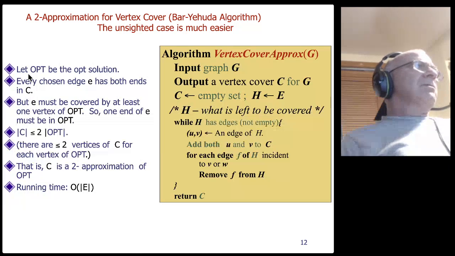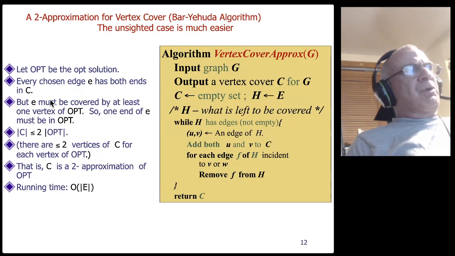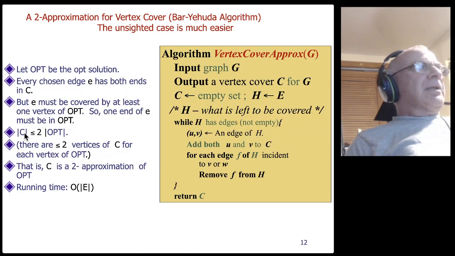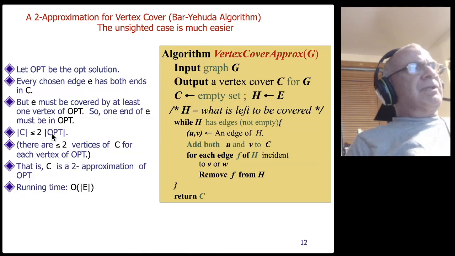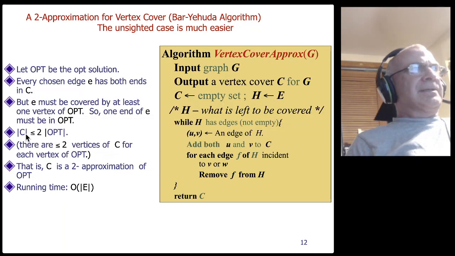And I want to convince you that this is a factor 2 approximation. The number of vertices that I used is at most twice the number of vertices in the optimum cover. And the argument is so simple. Just look at every vertex in the optimum solution. You could have used only this vertex. Instead, you are using 2 vertices to be in C.